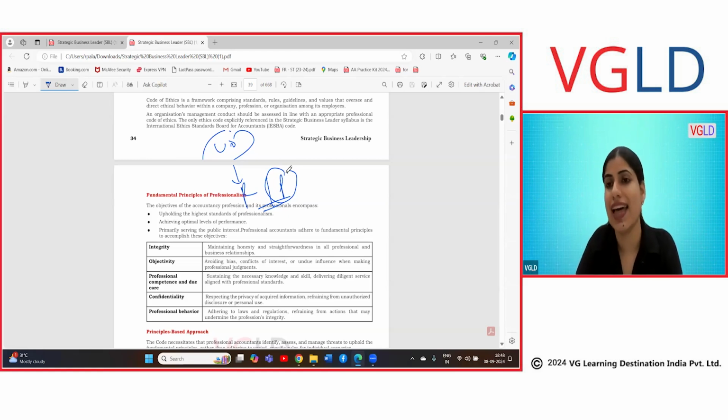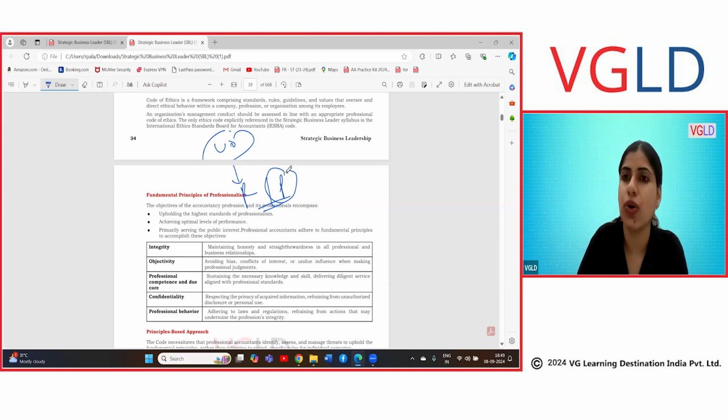This gives us the idea of what you have to do, and if you are not in a position to follow that, you have to mention it. So the principle-based approach is also known as the comply and explain approach. This is part of your syllabus area. That's why I have mentioned it.